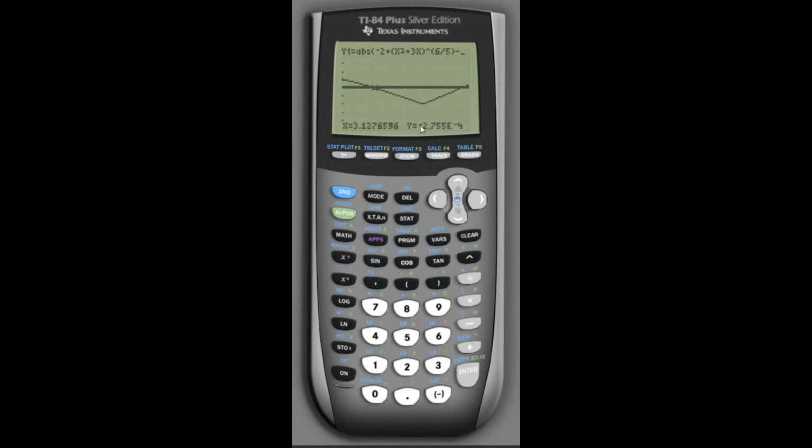So here it is, here is 0. So x equals 3.1277, about 3.128. Let's go to the right. Now to the second point. And again we can see 0 here at a point x equals 3.4734, so it's approximately 3.473. So these are the two answers that we have.